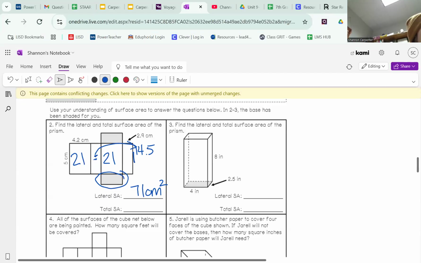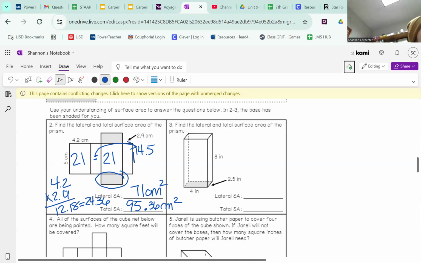So this bottom half on this one, you're going to do 4.2 times 2.9. That's going to give you the base of these two. 4.2 times 2.9, we get 12.18. Then you multiply that by 2 because there are both bases, which gives you 24.36. And so the total is going to be 95.36 centimeters squared.